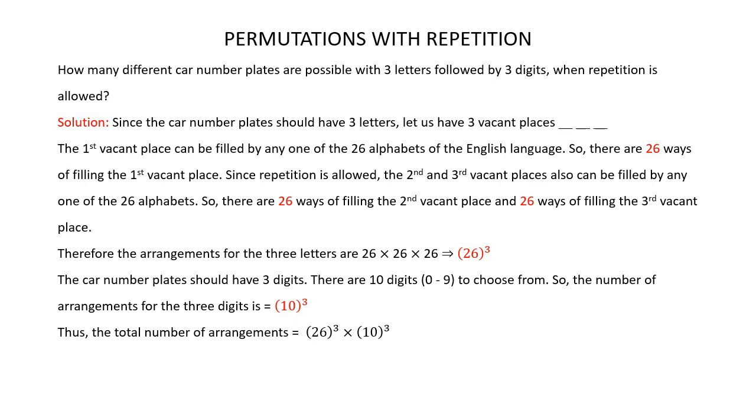So the number of arrangements for the 3 digits is n raised to the power 3, which is nothing but 10 raised to the power 3. Now the car number plates should have 3 letters and 3 digits, and means multiplication. So the total number of arrangements is equal to 26 raised to the power 3 multiplied by 10 raised to the power 3.